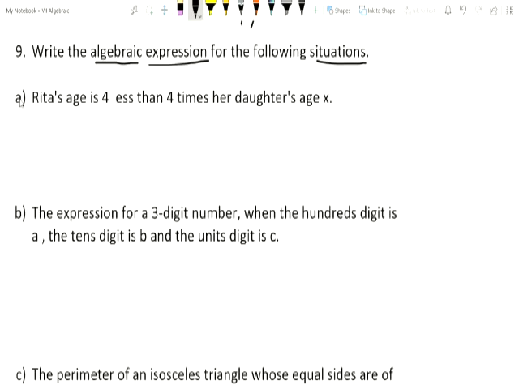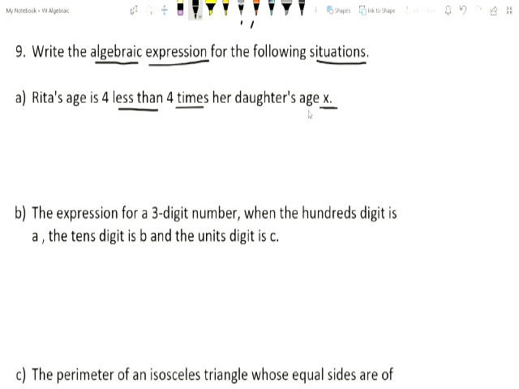Okay, children. See here. Rita's age is 4 less than. Less than means subtract. Subtraction symbol we need to use. Less than means decrease, so we need to use the subtract sign. So 4 less than 4 times, and 4 times means 4 into her daughter's age X. So Rita's age is 4 less than 4 times her daughter's age X.